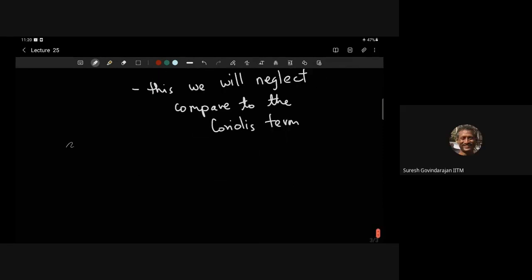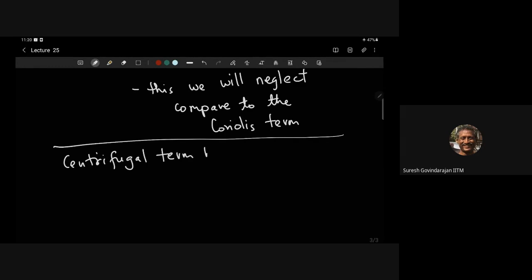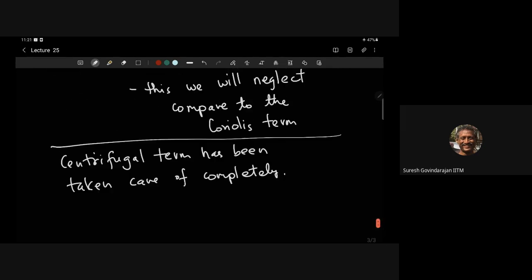Okay. So now the problem is, the centrifugal term has been fully taken care of. Actually, my English is also getting bad. Okay, so we will now study the effect of the Coriolis term.